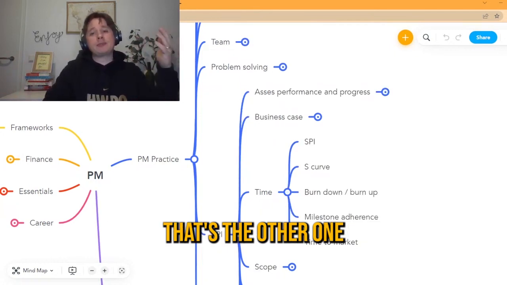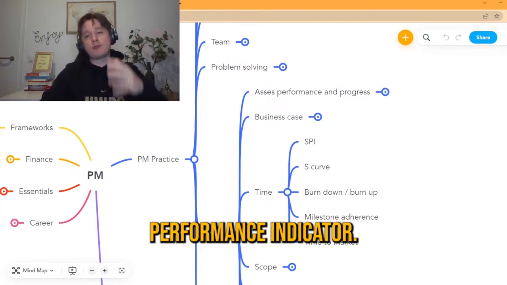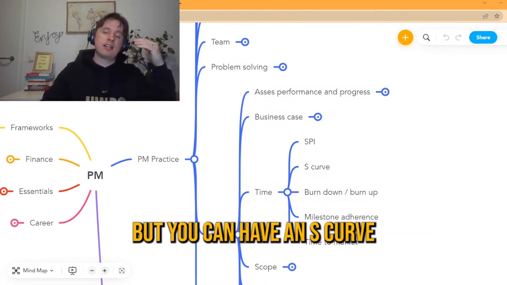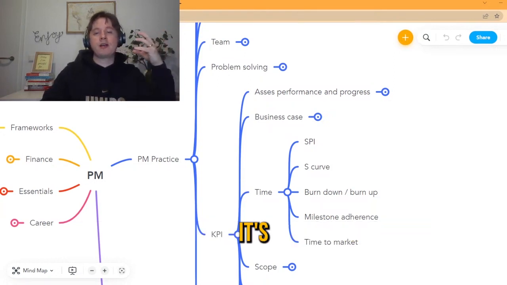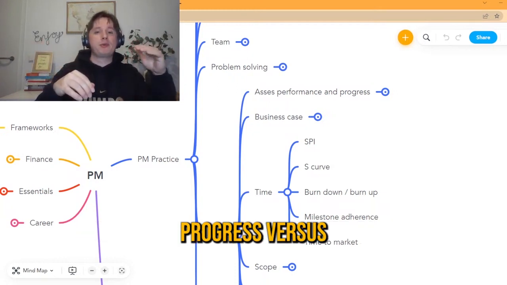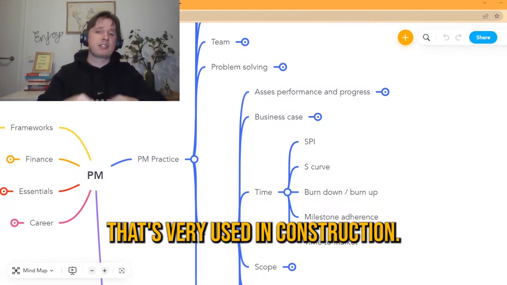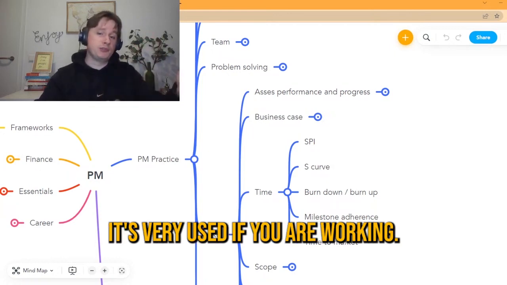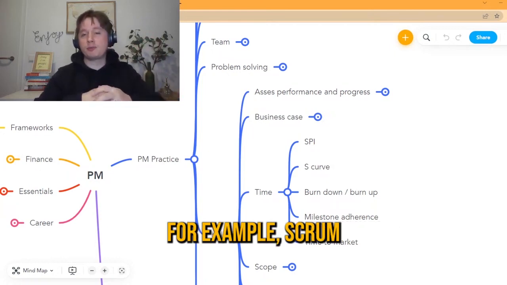That's the standard one, SPI, that stands for schedule performance indicator. That's the standard KPI for time from PMBOK. But you can have an S curve. An S curve is basically a tracker where you see a graph of your planned progress versus your actual progress. That's very used in construction. You can have burn down or burn up charts, very used if you're working, for example, with Scrum.